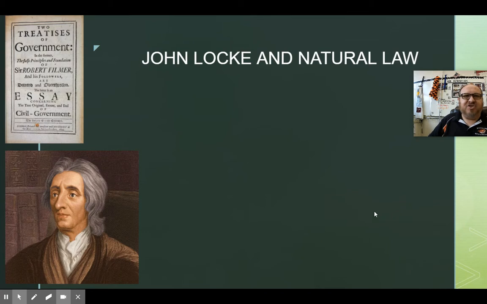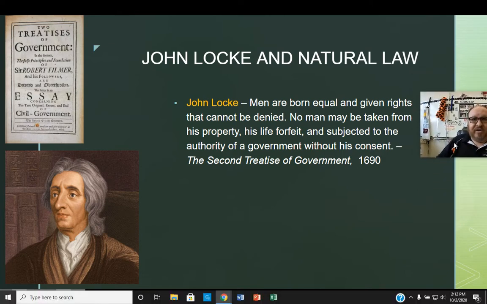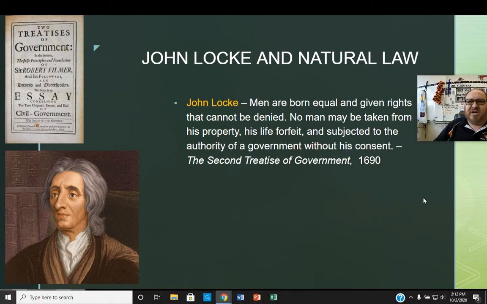Okay, then we have John Locke a few years later. John Locke said that men were born equal and were given certain rights that could not be denied to them. No man could take away from them their property, their life, or their freedom, or subject them to the government without their consent. This was in not really a book but a pamphlet called the Second Treatise of Government. That was in 1690, so about 30 years after Hobbes.